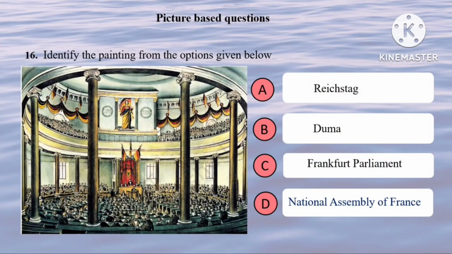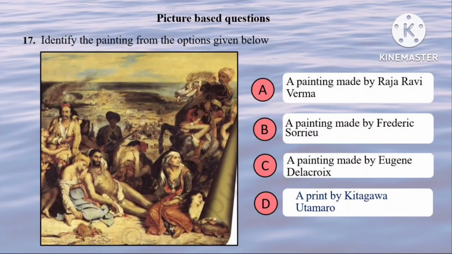Next, here begins your picture-based questions. Identify the painting. This is Frankfurt Parliament being held at St. Paul's Church, so the correct option is C. Next, this is a painting made by Eugene Delacroix. You will find this picture in Romanticism topic, so the correct option is C.